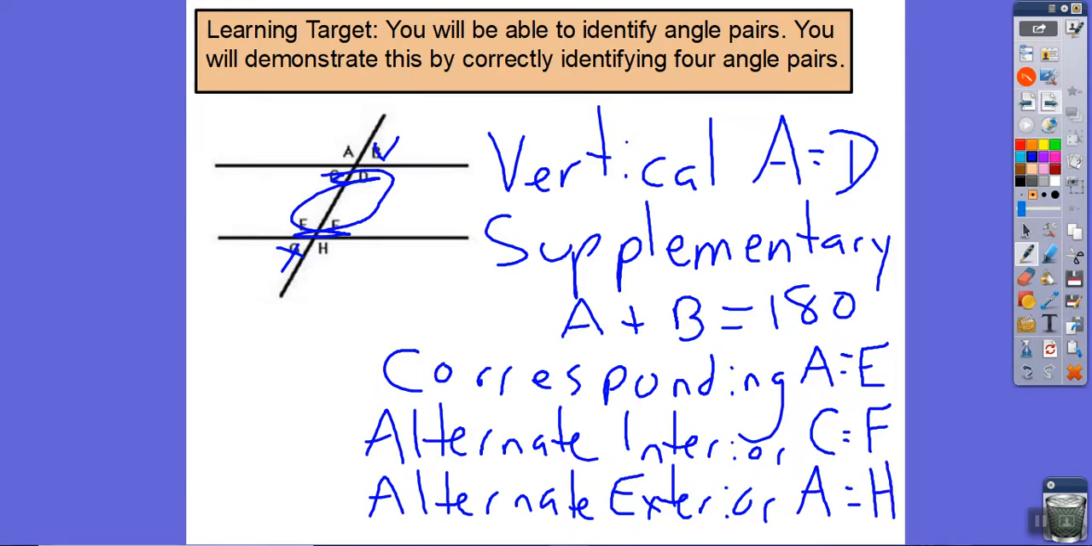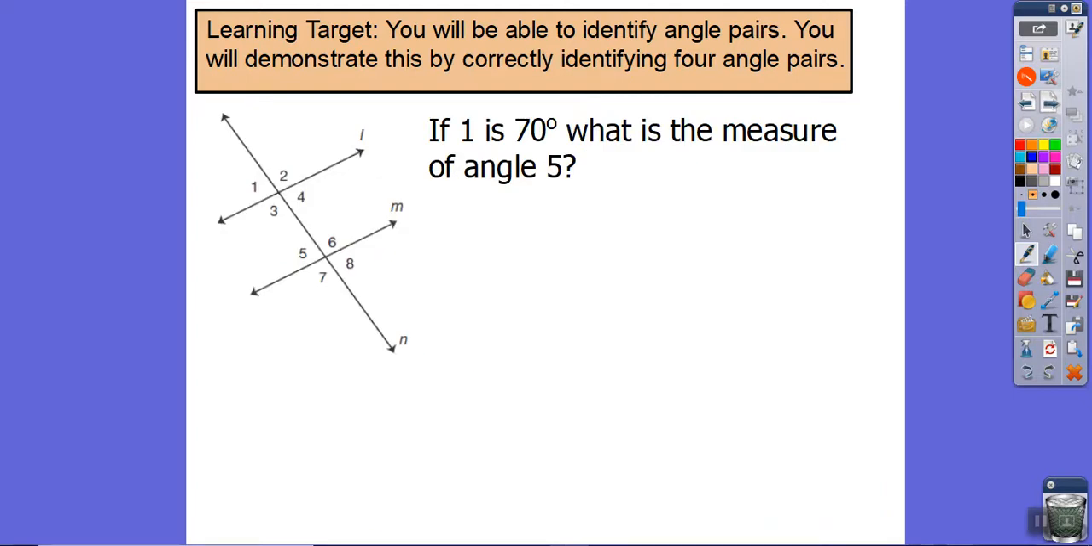So this is how the question is given to you. If angle 1 is 70 degrees, what is the measure of angle 5? So the first thing I'm going to do is write in that space where angle 1 is the 70. And then where angle 5 is, I'm going to put a question mark because that's what I'm trying to figure out. So 70 and that one. They are in the same spot on the two different lines, so that is corresponding.